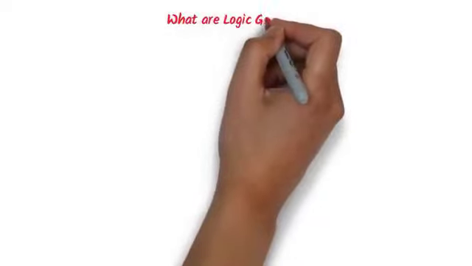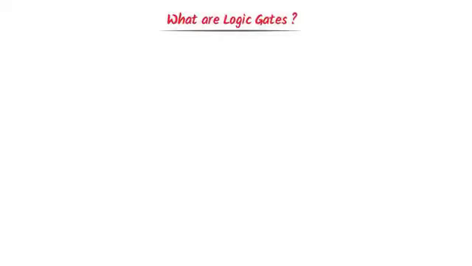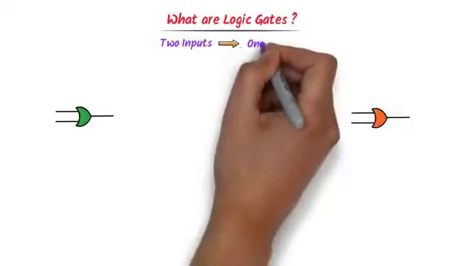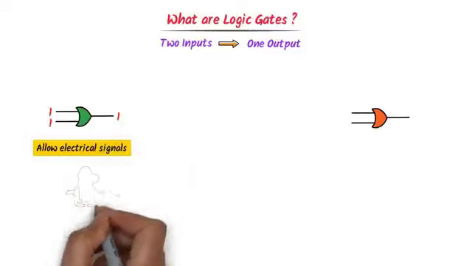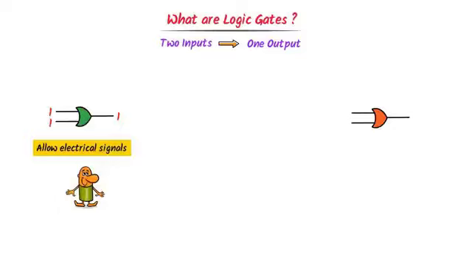Now what are logic gates? Well, consider this logic gate. We give two inputs to any logic gate and we get only one output. For example, I give 1 and 1 as inputs to this logic gate. We know that 1 represents on. This logic gate will give us 1 as output. So it allows the digital signal to pass through.